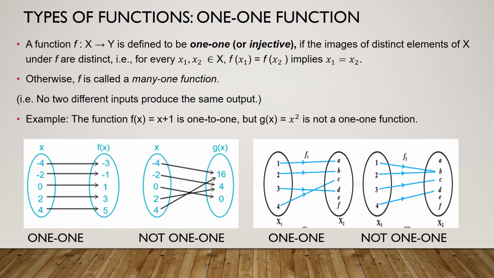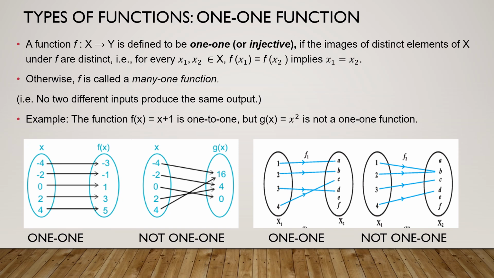A function f from set X to set Y is defined to be 1-1 or injective if the images of distinct elements of X under f are distinct. That means for x1, x2 belonging to X, f(x1) = f(x2) should always imply that x1 is the same as x2. Correct? If f is a function from X to Y, that means X is your domain, Y is your range. So in this case, f(x1) = f(x2) should always imply x1 = x2.